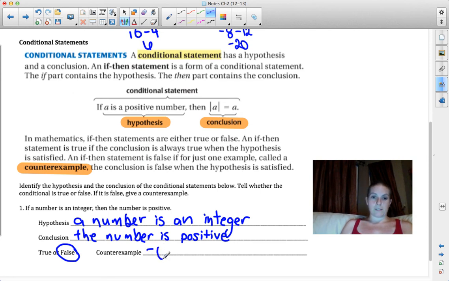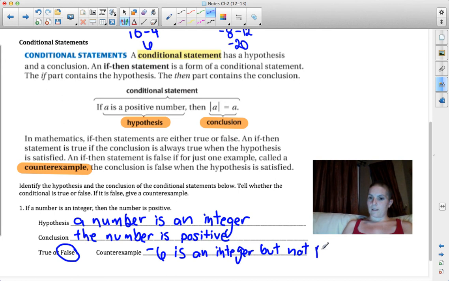Let's pick -6. -6 is an integer, but not positive. And we've provided a counterexample. This is kind of an easy idea, but it's a new idea.